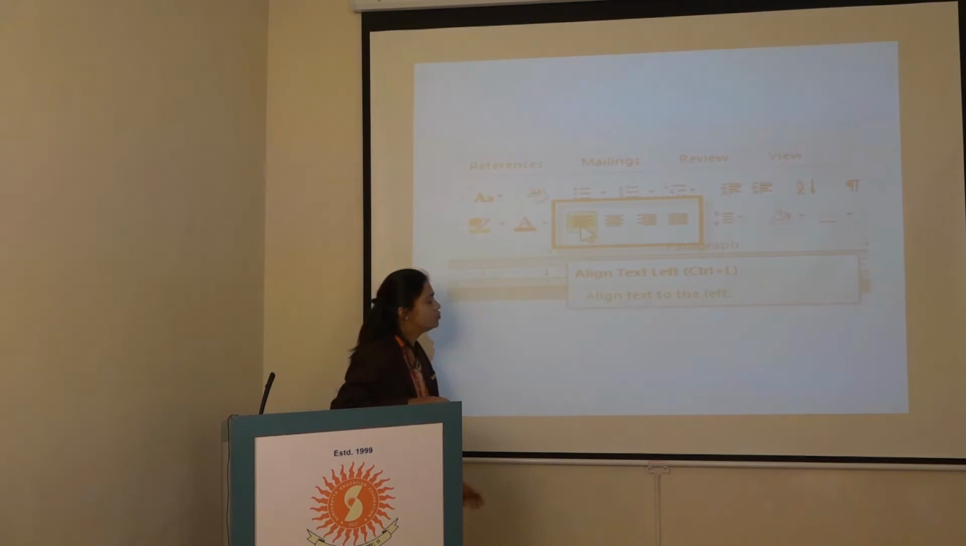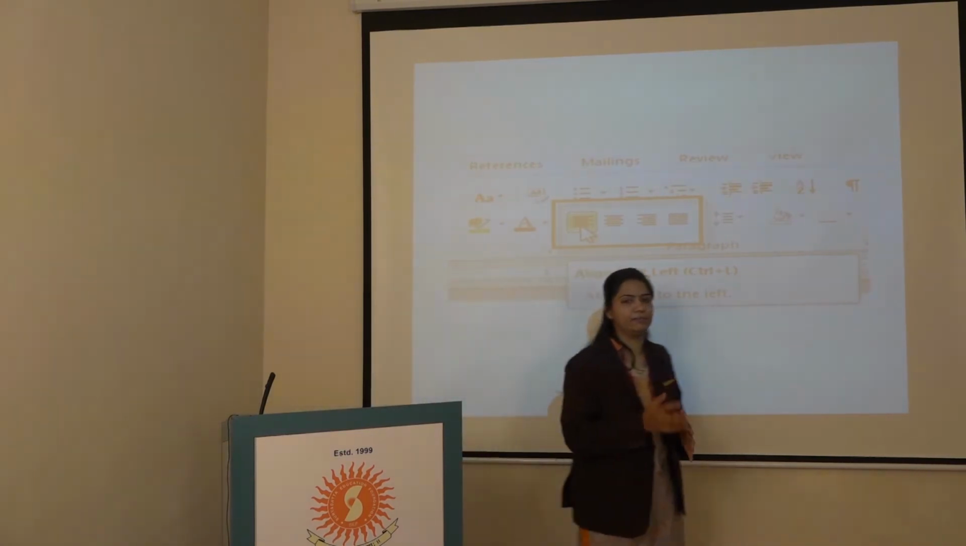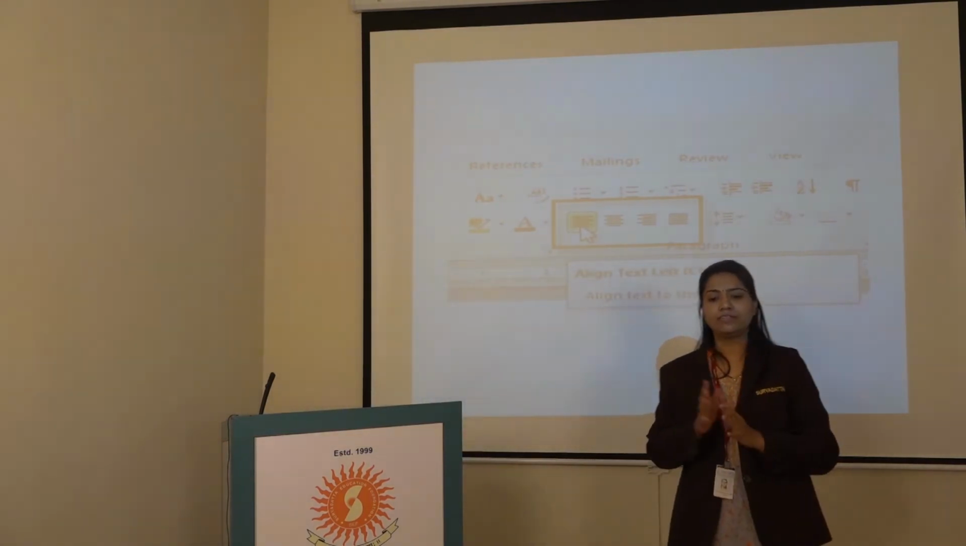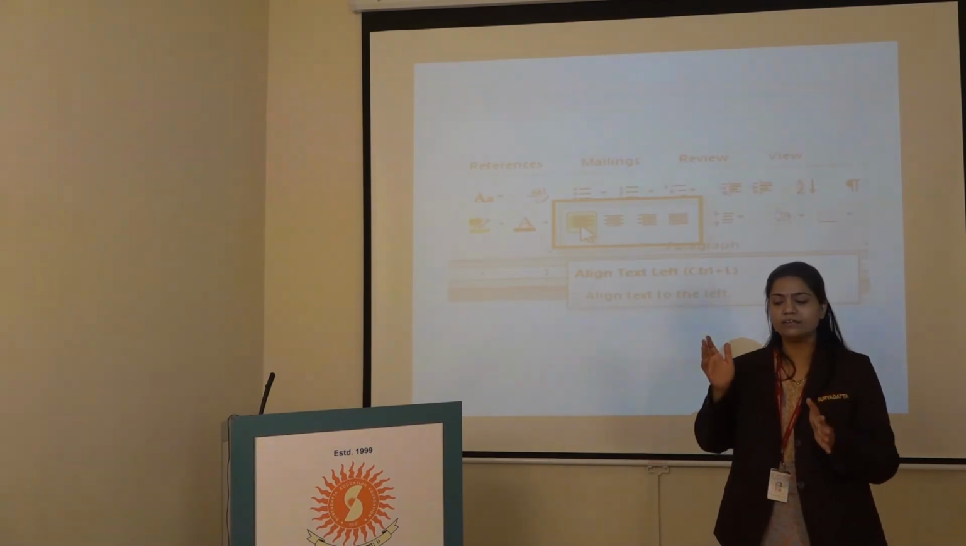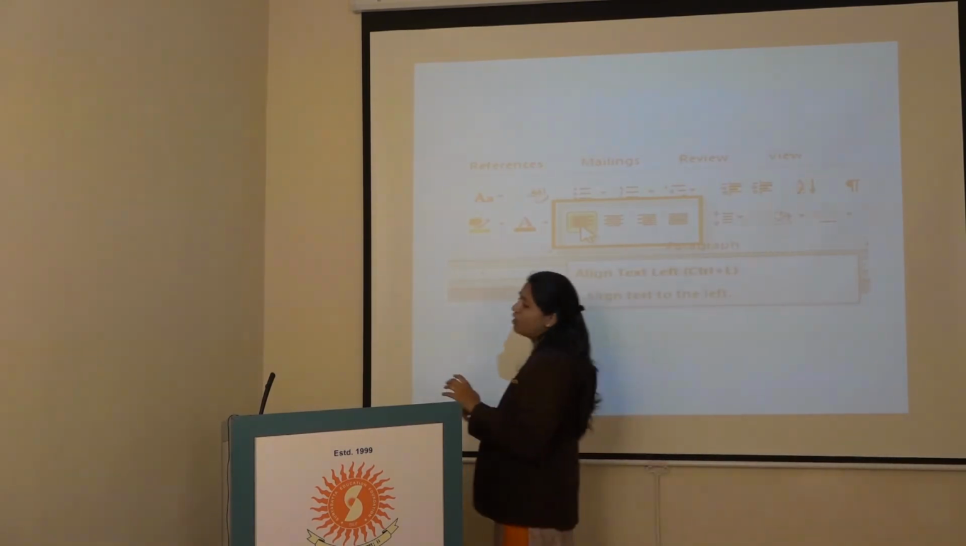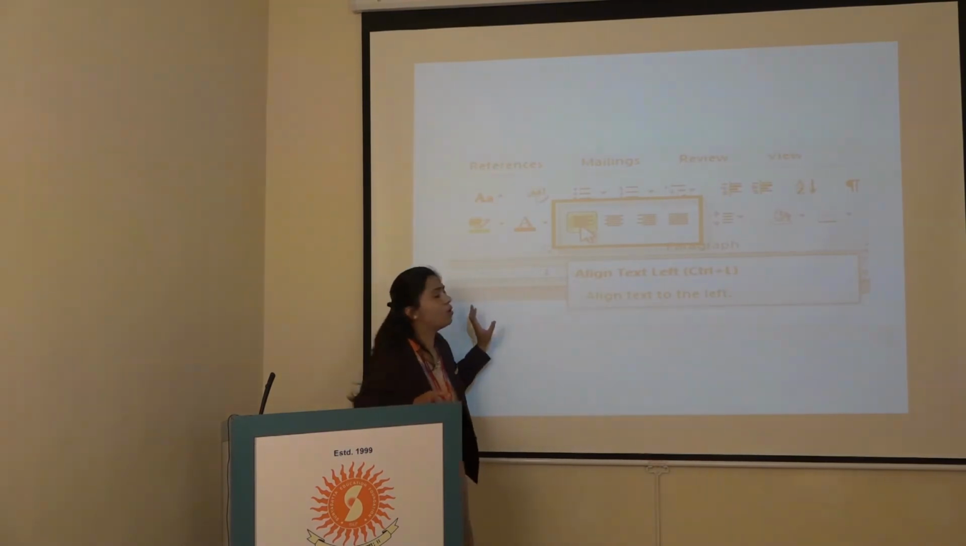After this, we will see the alignment. How to make alignment within the word. There are different options: left alignment, right alignment, center, and the justify. Now where it is, you have to go to the home menu.